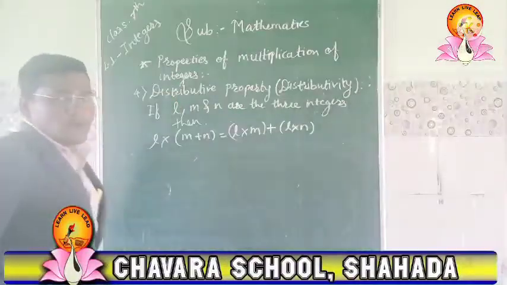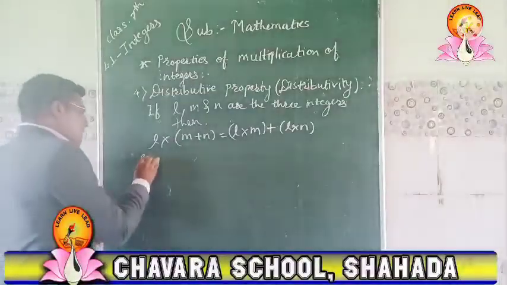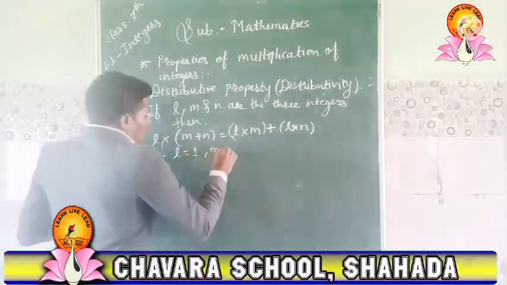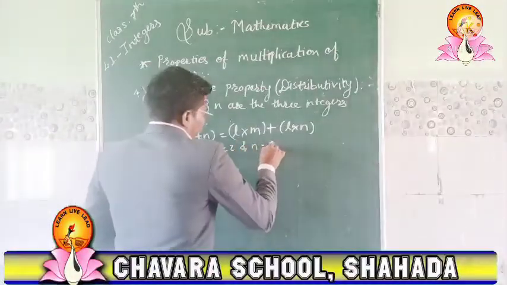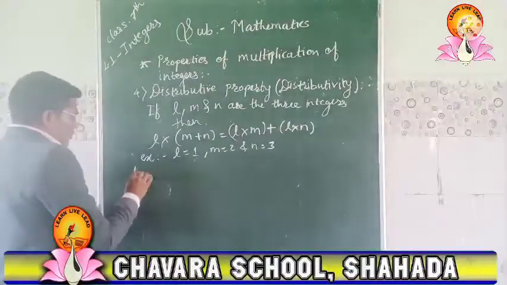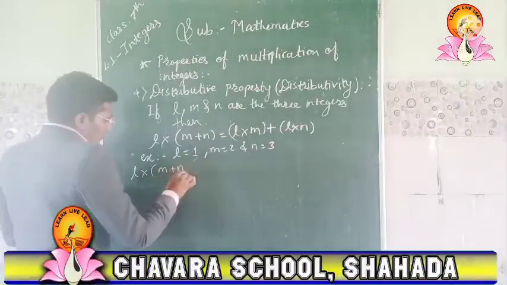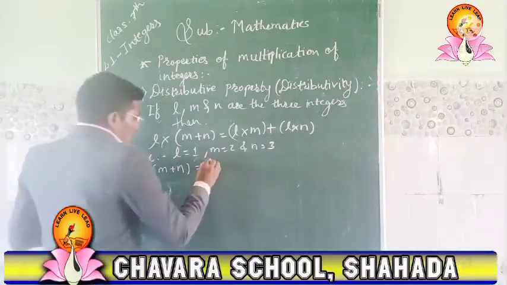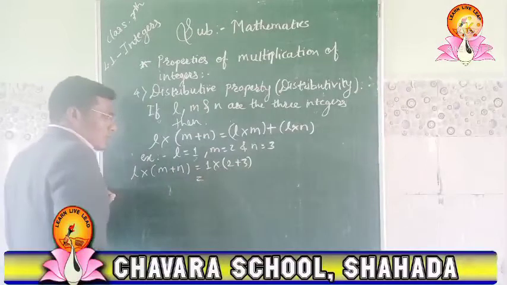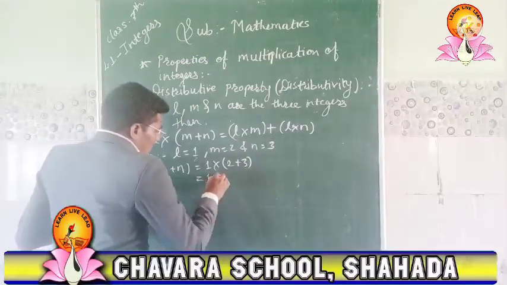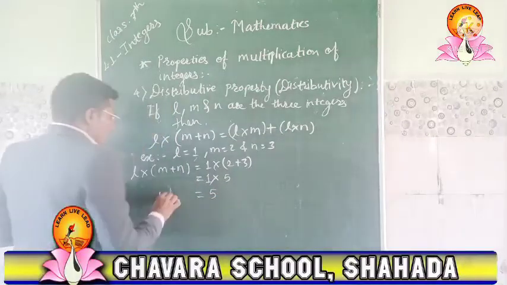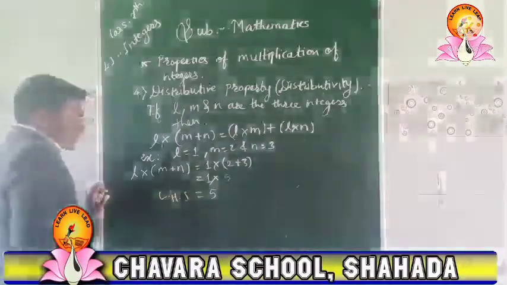So we will try to prove it by using an example. Put L is equal to 1, M is equal to 2 and N is equal to 3. By using these values, we will first find the LHS, that is L into M plus N. Putting the values, it is 1 into 2 plus 3, and we know that we have to solve the bracket first, and 2 plus 3 is equal to 5, then 1 into 5 is 5. Then the LHS is equal to 5.